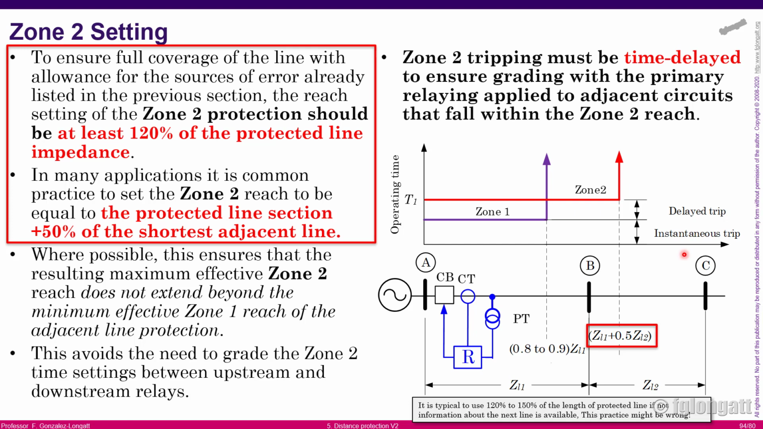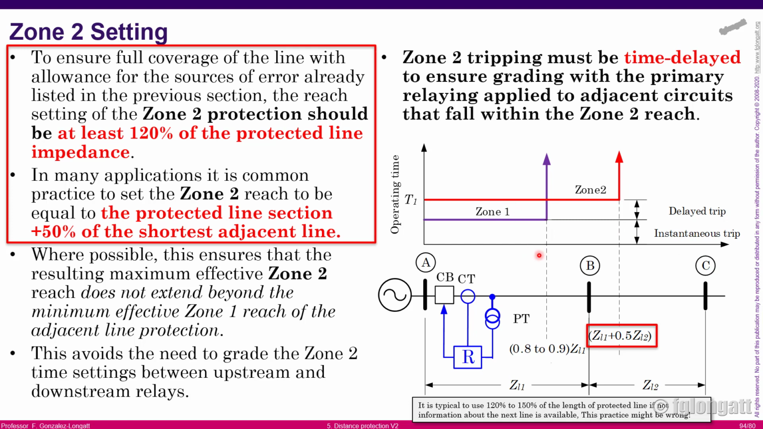Zone number two is typically a time delay zone. Okay. Why? Because this zone is going to overreach the transmission line. What I'm trying to say is that zone two is covering the whole transmission line AB, and also going a bit further into the transmission line BC.